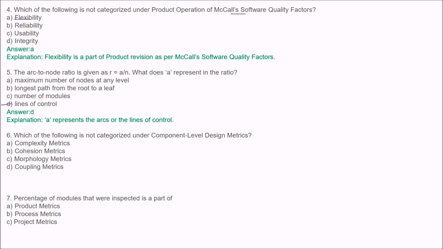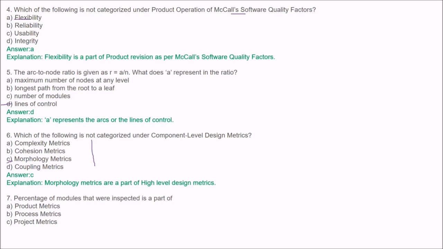Then the next is, which of the following is not categorized under component level design matrix? These are the four options. The answer is C, morphology matrix. Complexity, cohesion, coupling, they all come under component level design matrix, but morphology matrix is not. Morphology matrix is part of high level design matrix.